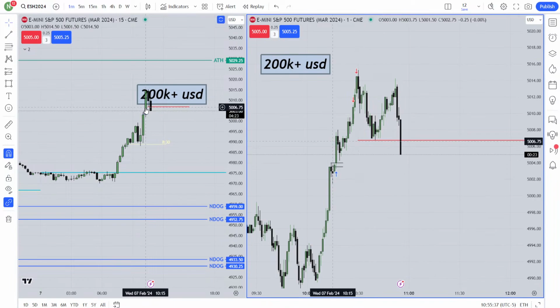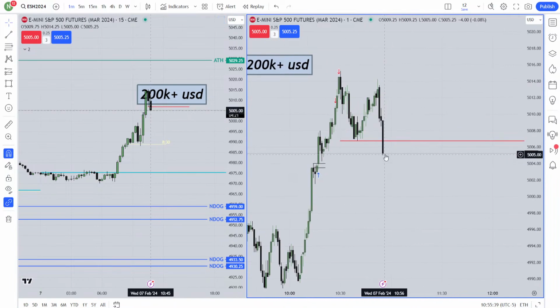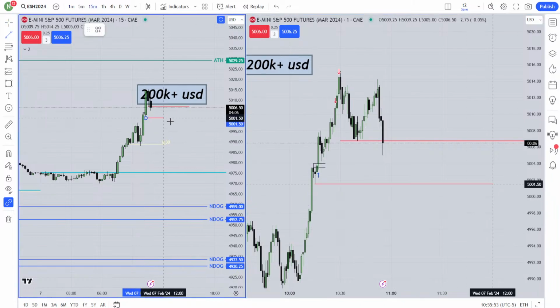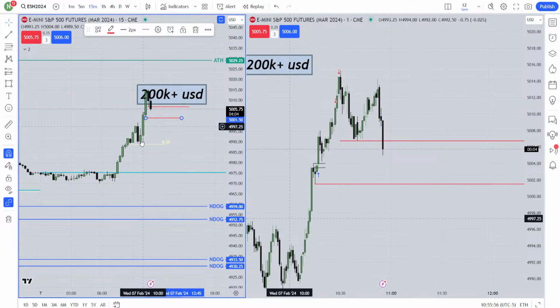The price came here to this fair value gap. I would love to look for a buy setup now. If I get a buy setup, I'm willing to take that buy. If I don't get any buy setup, I will wait until it reaches this last fair value gap. See, there is another last fair value gap, so I'm going to mark the last fair value gap high as well. So this is the last fair value gap high, and this is the low.